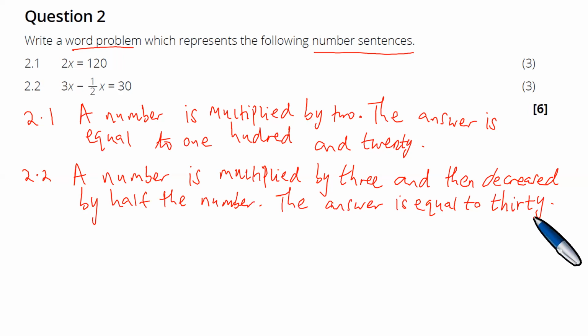Right, so this would be the situation that the number is multiplied by 3, okay? The number x is multiplied by 3. Because we're subtracting, we then say it is then decreased by half the number. So we decrease, meaning you subtract by half, that's half, 1/2, the number. The answer is equal to 30. You get the point? Okay. We're in business and we move to the next question.